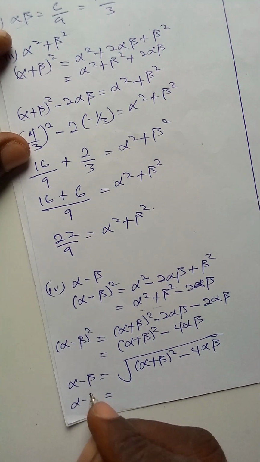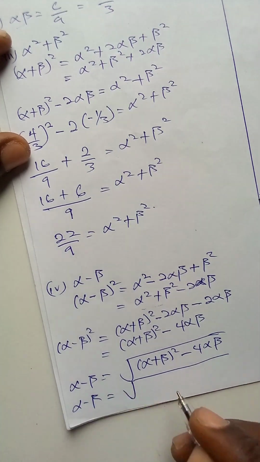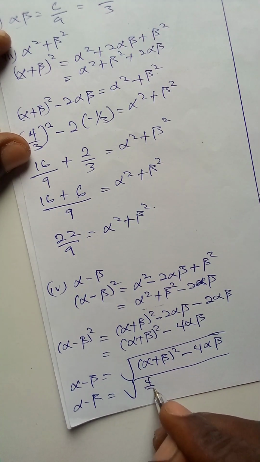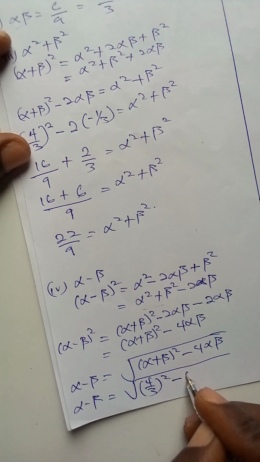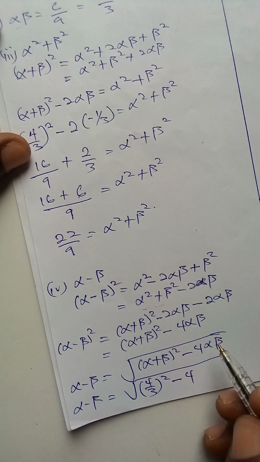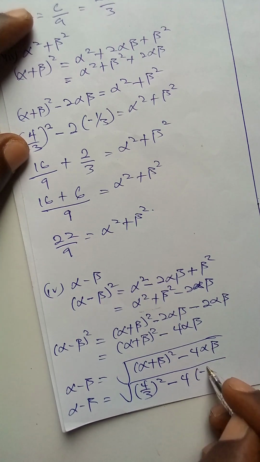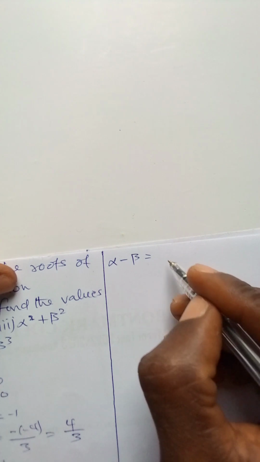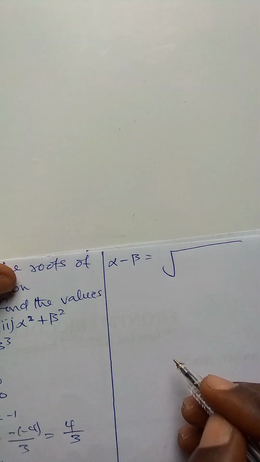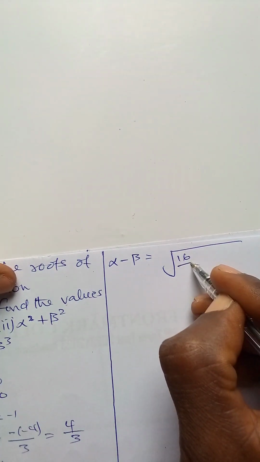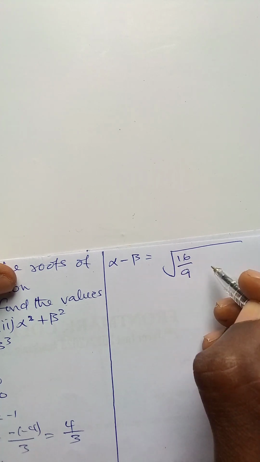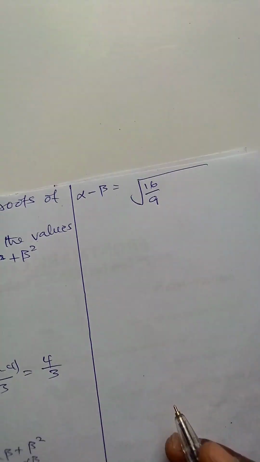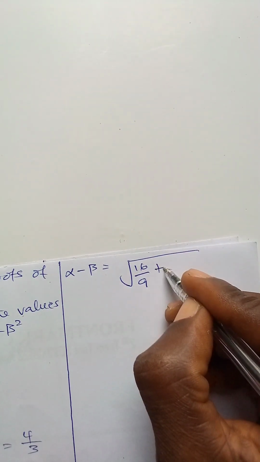Now our alpha minus beta is the square root of, we calculated alpha plus beta as 4 over 3 squared, minus 4 times our alpha beta, that is the product of roots, which is minus 1 over 3. Alpha minus beta is now the square root of 4 squared is 16 and 3 squared is 9. Now minus times minus is plus. So I'll write plus here.